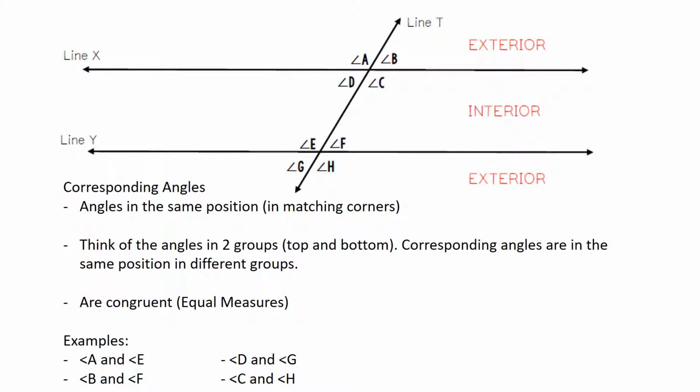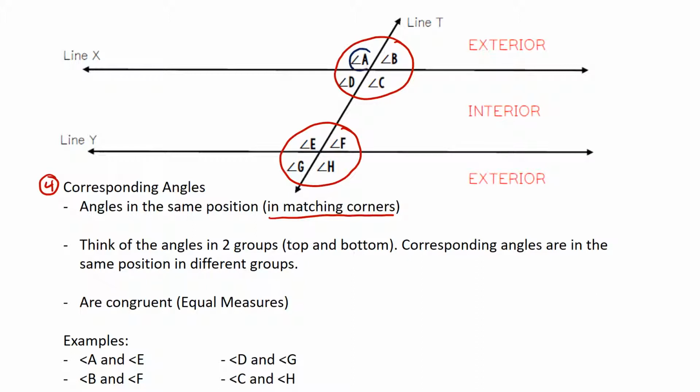Our next vocabulary term is corresponding angles. Corresponding angles are angles in the same position. It's sometimes said that they're in matching corners. I like to think of the angles in two groups. We have this top group, A, B, C, and D, and we have this bottom group, E, F, G, and H. Corresponding angles are in the same position, but in different groups.